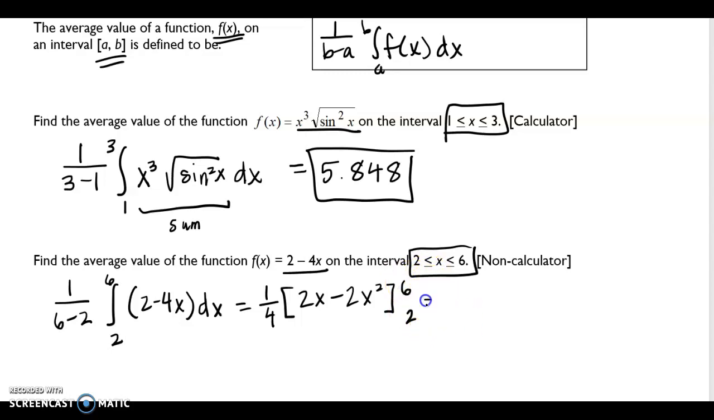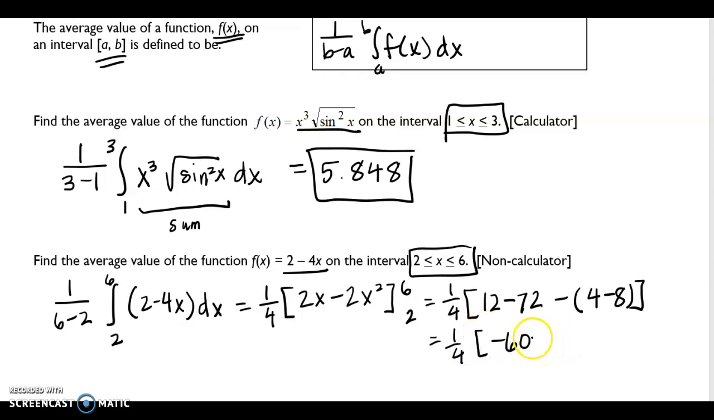So we have 1/4 times 12 minus 24. Oh, sorry, minus 72. Minus 4 minus 8. So we've got 1/4 of negative 60 plus 4. So that's 1/4 of negative 56, which would give me negative 14.